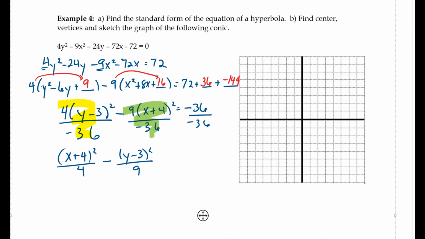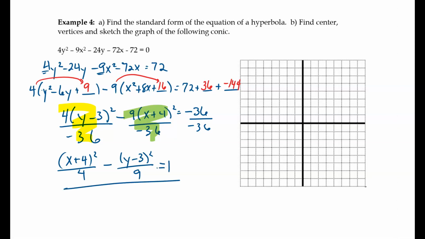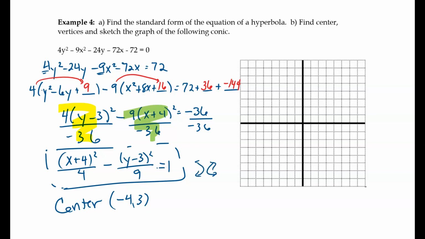equals, I don't know why it's doing this, but hey, I just go with things, guys. Equals 1. So that is your standard form. You should be able to pull the center out right away. Remember, h goes with x, k goes with y, and we should get the fact the center is at -4, 3. X is what's under, so we're opening like this, left, right.